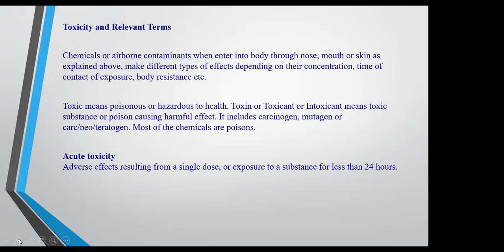Toxic means poisonous or hazardous to health. A toxin, toxicant or intoxicant means a toxic substance or poison causing harmful effect. These all are the same. Ultimately, it will give a harmful effect to our body. It includes carcinogens, mutagens, or teratogens. Most of the chemicals are poisonous. These mutagens and carcinogens we'll see in the next slide.